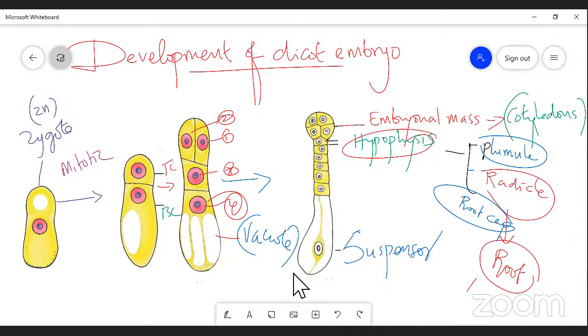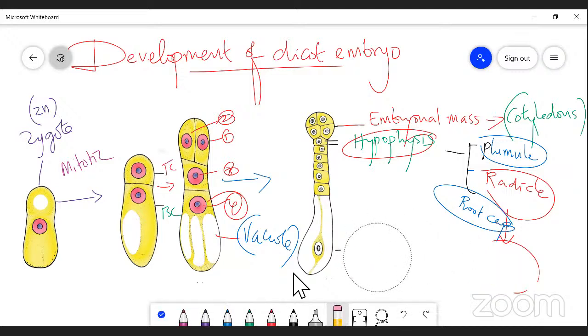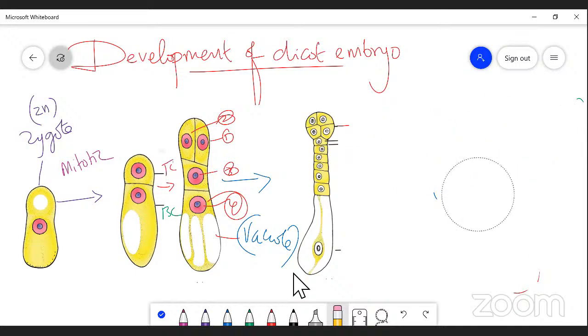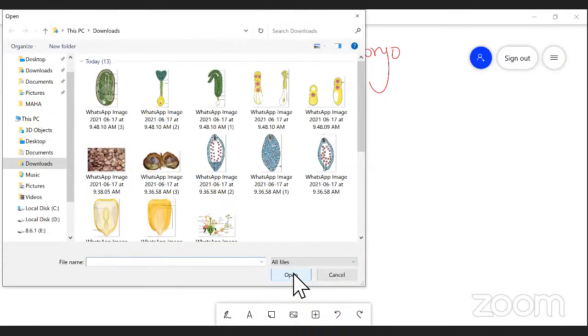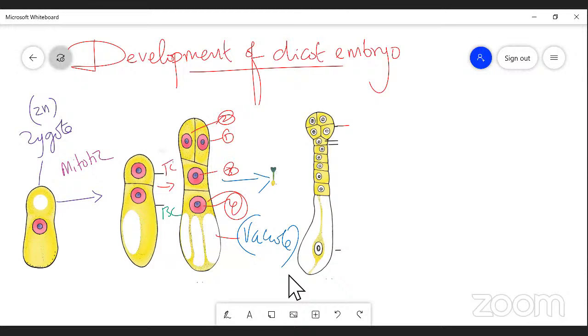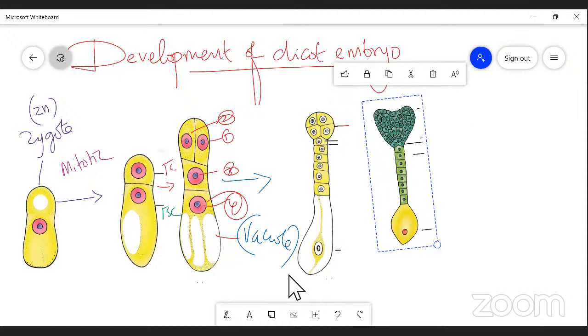The next condition that I am going to show you is the fourth stage. Next we pass on to the fifth stage. The fifth stage is heart-shaped in nature. Students, listen.